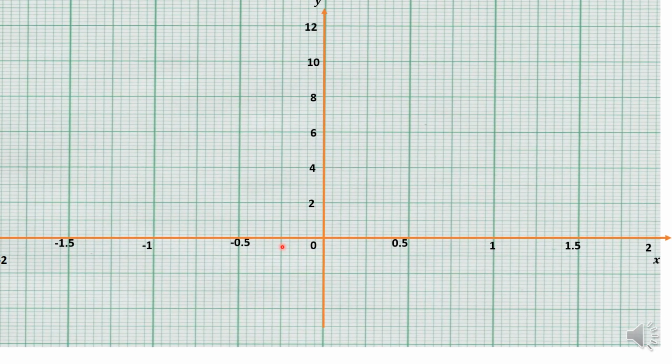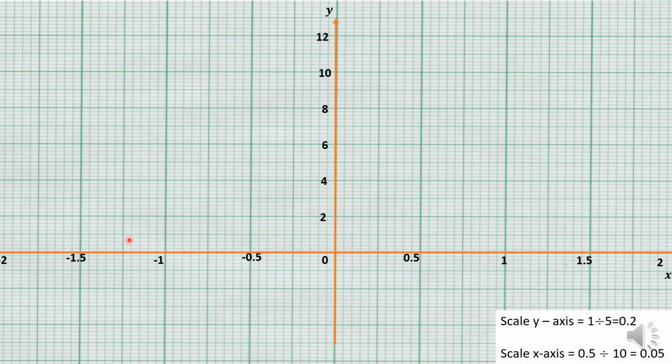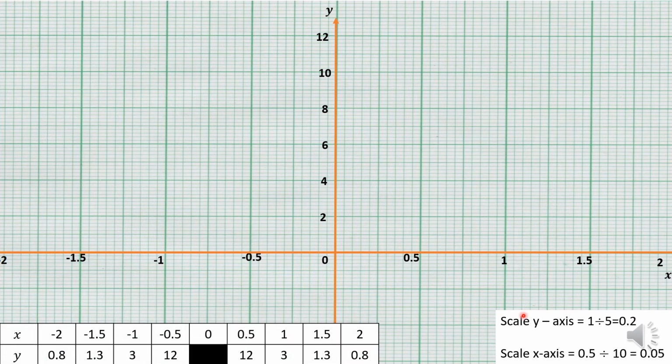All right, so I have got my graph paper ready here. I bring my table in, and I also want to determine what my scales mean on my axes. So I have got between 0 and my y-axis, okay? I was supposed to go 1, 2, 3, but I go 2, 4, 6. So I know that one small block represents 0.2, and on my x-axis, one small block represents 0.05.